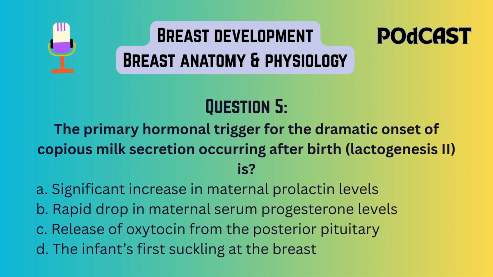This is the key trigger. The removal of progesterone's inhibitory effect after placental delivery allows prolactin to fully activate copious production. While prolactin needs to be high, A, and suckling maintains supply, D, the trigger for lactogenesis 2 onset is progesterone withdrawal. Oxytocin, C, is for letdown.